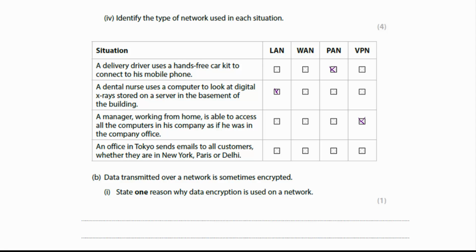And then we have, finally, an office in Tokyo sends emails to its customers, whether in New York, Paris or Delhi. So this is all over the world. This is a wide area network, so probably the internet.